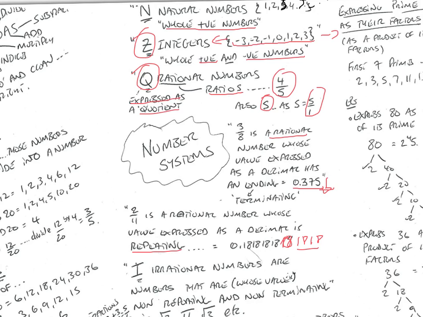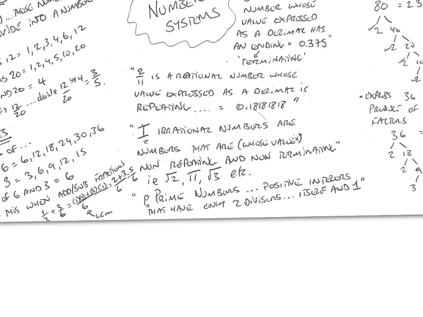In this case 3/8 terminates, this repeats. Both are rational numbers. Which brings us on to the set of numbers represented by the capital letter I, the irrational numbers, and these are numbers whose values are non-repeating and non-terminating. So if you were to put into your calculator the square root of 2, the square root of 3, or pi, you'd see that the value the calculator would give you would be non-repeating and non-terminating, going on forever with no set pattern.